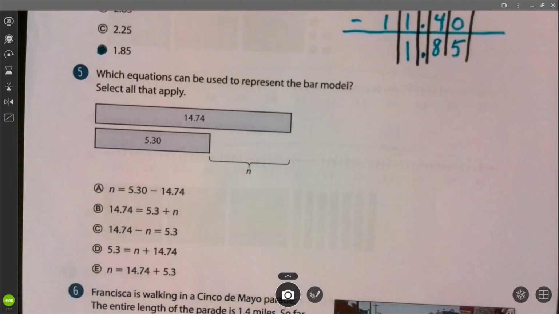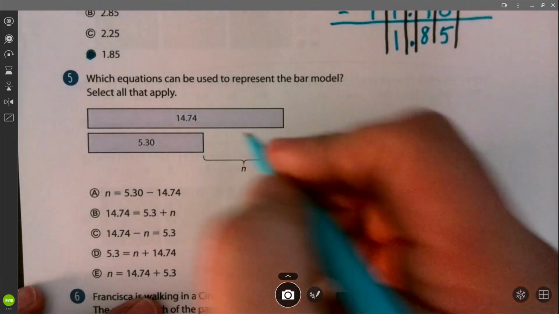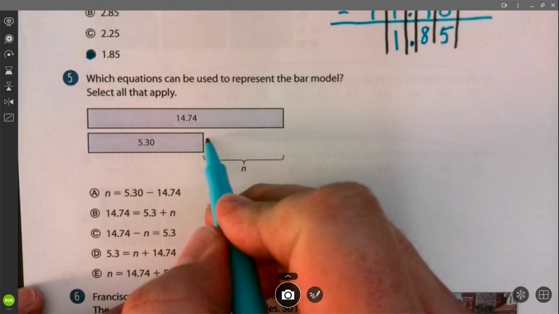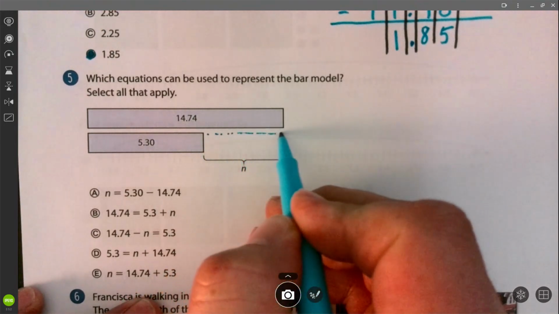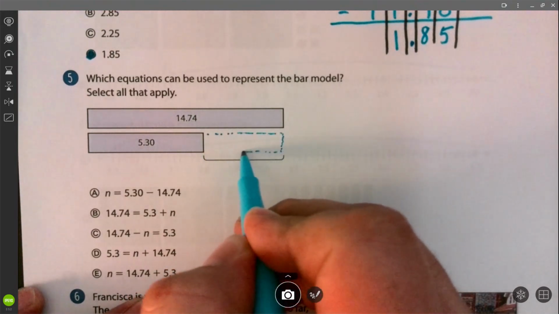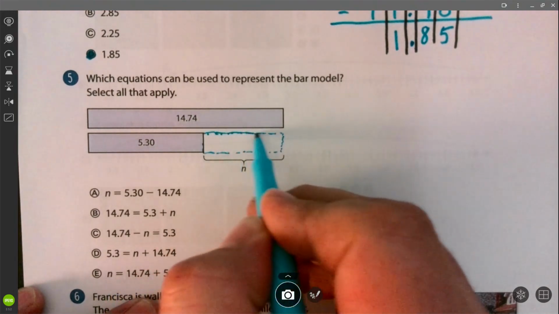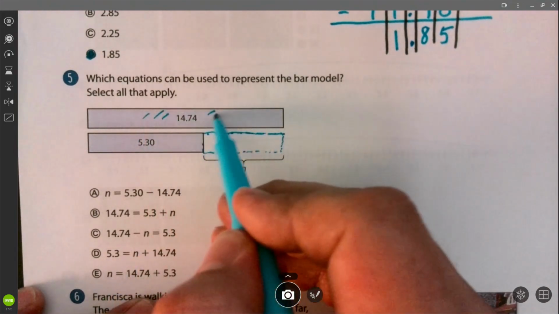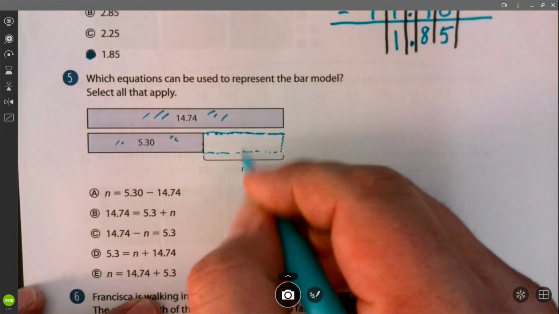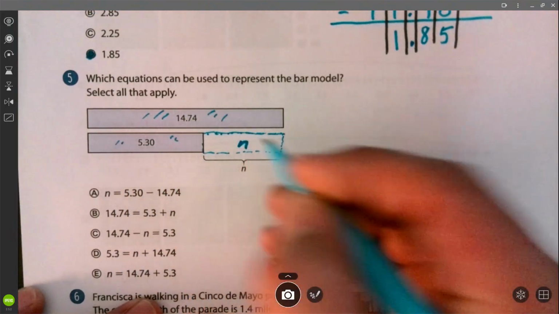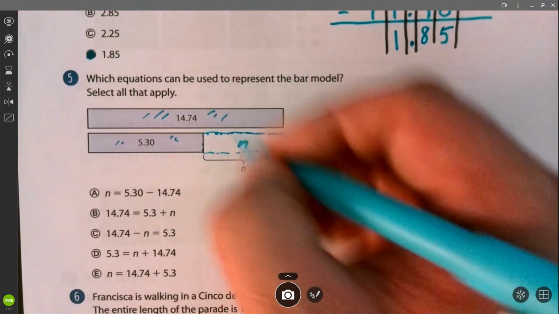Let's squeeze one more problem on here, just because. Which equations can be used to represent the bar model? Select all that apply. So session 3, when we did our refine, we practiced adding on, okay? And we said this value right here, this invisible bar model, is the difference between this larger one and this smaller one, right? They're given the letter N to represent that.